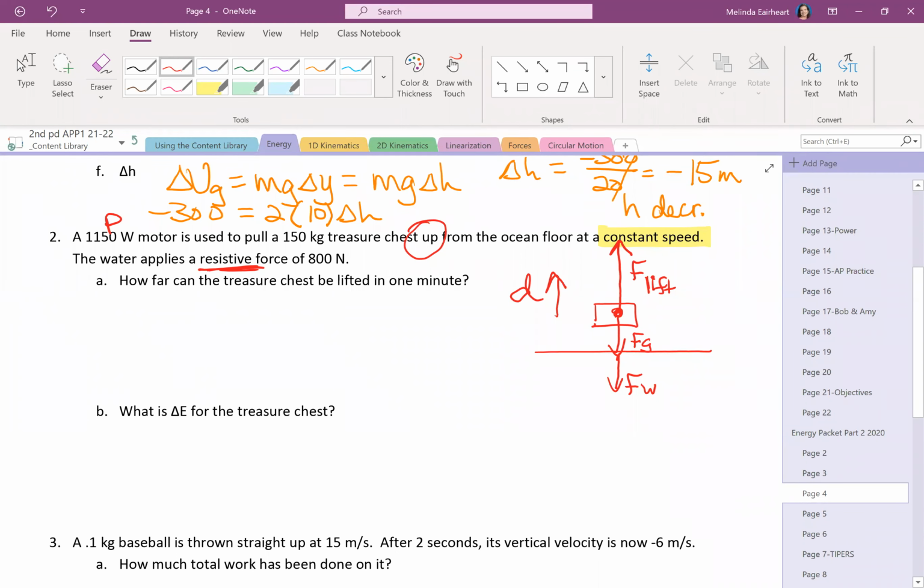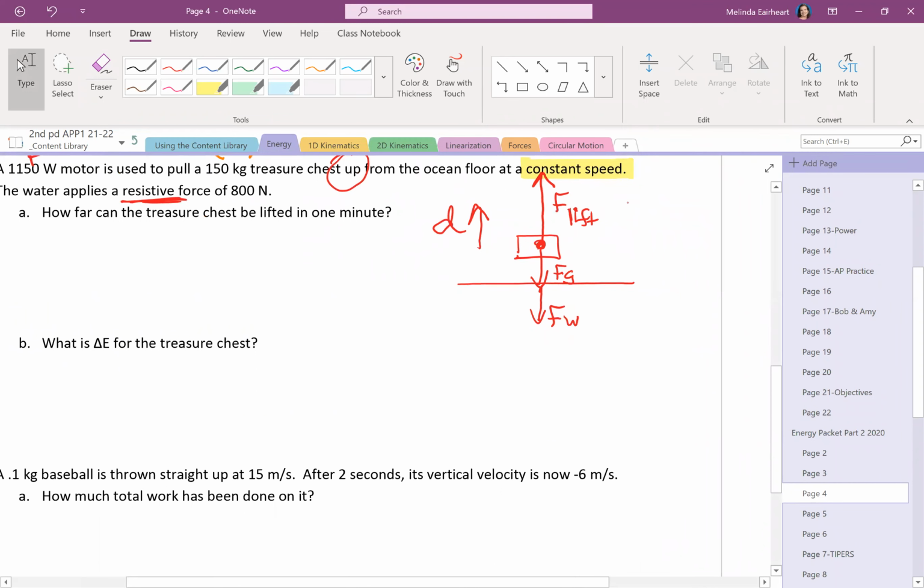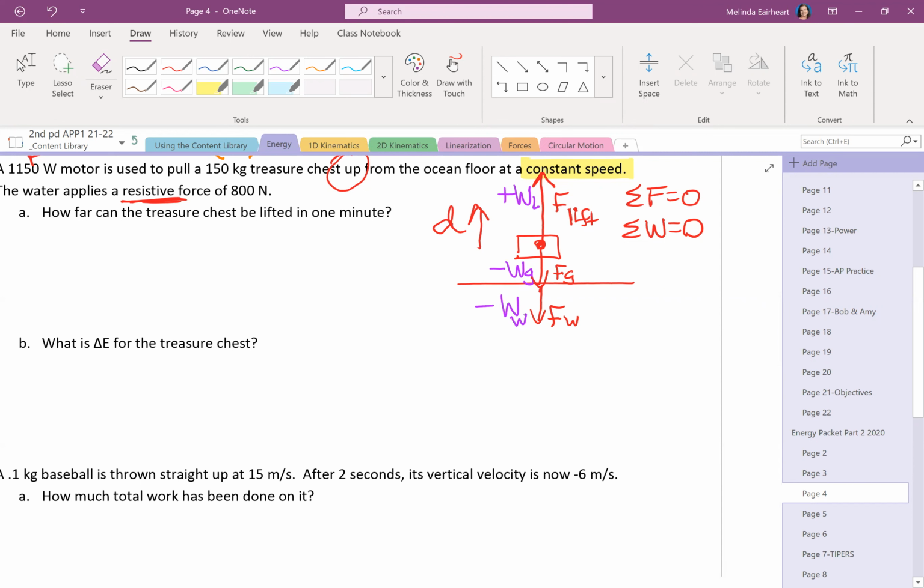Okay. And so again, with constant speed, you know that the net force equals zero. The net work is going to equal zero. So what does that mean about everybody doing work? Well, the lift force is going to be doing positive work. Gravity is going to be doing negative work. And then the water is going to be doing negative work. So I don't know those numbers yet. We're just kind of getting into the mindset, setting the stage. Hopefully it'll go quicker.